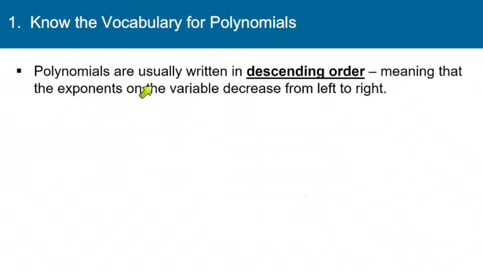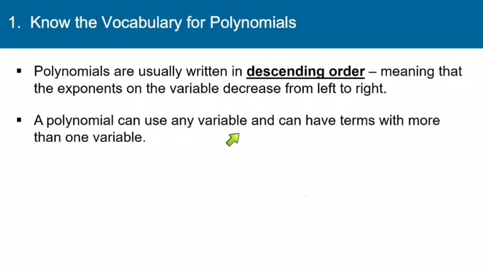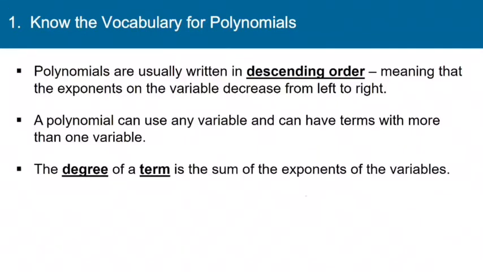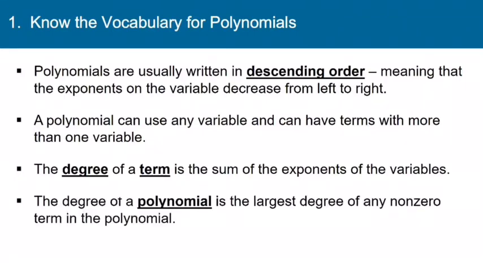Now, polynomials are usually written in descending order, as I mentioned before, meaning that the exponents on the variable decrease from left to right. A polynomial can actually use any variable, and we can have terms with more than one variable as well. And sometimes we'll talk about the degree of a term or the degree of a polynomial. So the degree of a term is the sum of all the exponents of the variables in that term. And the degree of a polynomial is just the largest degree of any non-zero term in the polynomial.